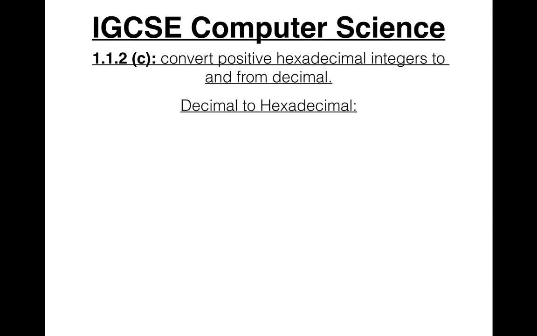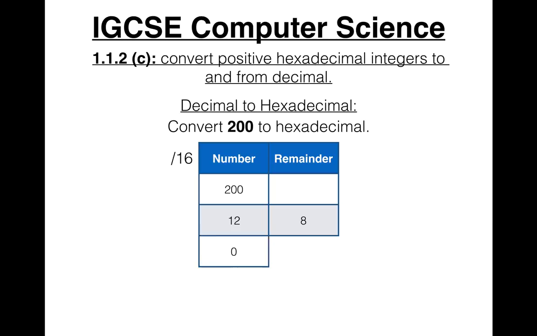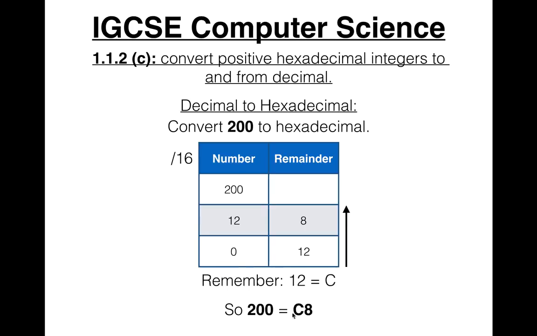So decimal to hexadecimal, well, the way I like to do it, because the other way is a bit tricky, is to use the division by 16 method. So if we were to convert 200 to hexadecimal, as in the decimal value 200 to hex, we'd have our table here, and we basically divide the number and then get the remainder of the division. So 200 divided by 16 would give us 12, remainder 8, and 12 divided by 16 would give us 0, remainder 12. So what we do is read the values from bottom to top. So we remember that 12 is C, so it would be C8.